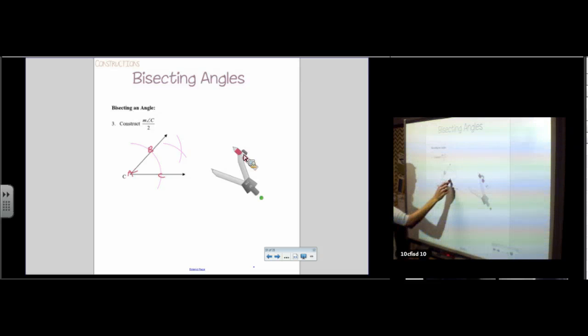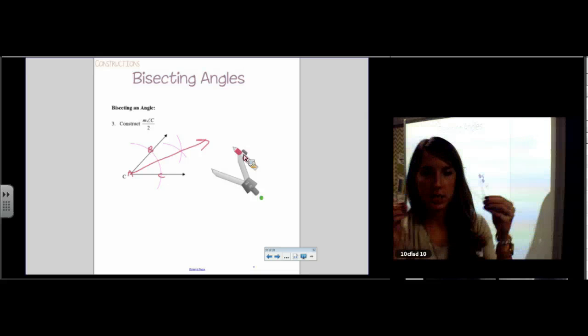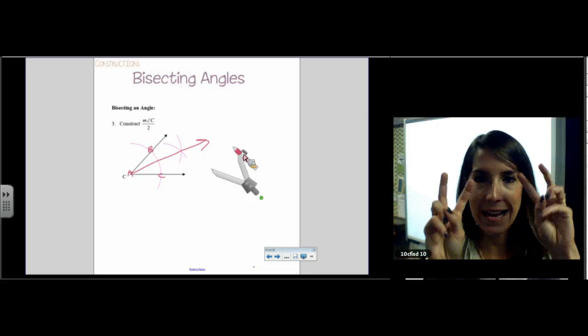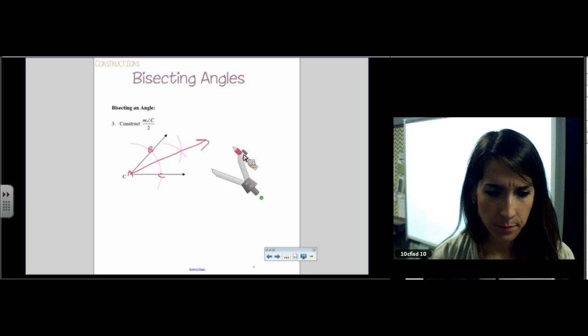You never change your compass setting. You never make it bigger or smaller. You keep the same radius each time.